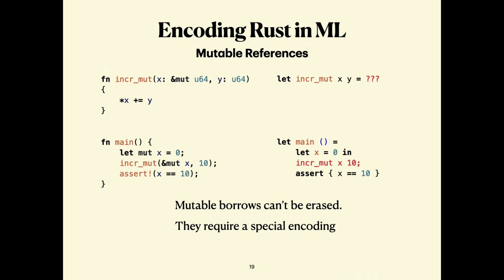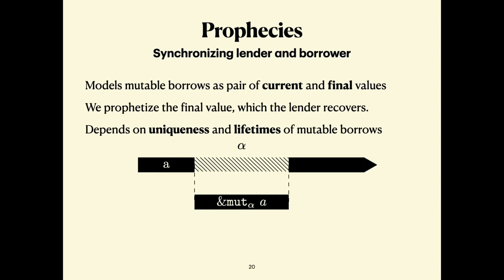Somehow, at that site in main, we need to give something to incr such that afterwards the value of x has been changed, right? And that's going to be the tricky thing. And the tool Creusot uses to work around this is a prophecy.